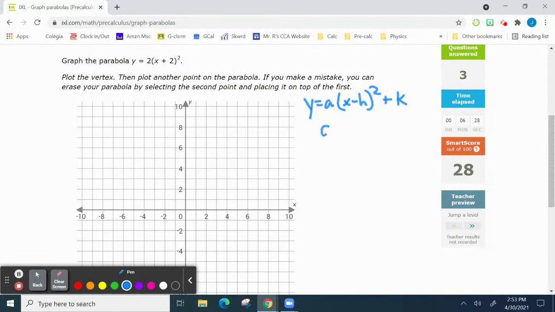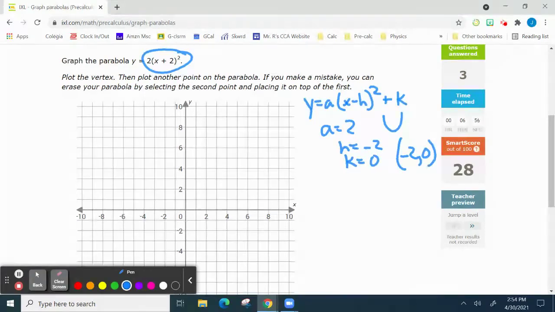So our a equals 2. That means it's going to be up like that, right? Because y equals x squared. And h equals, what does h equal? Well, to get a plus 2 in the equation, h must equal negative 2. And k, there's no k, so that equals 0. So our vertex is going to be at negative 2, comma 0.